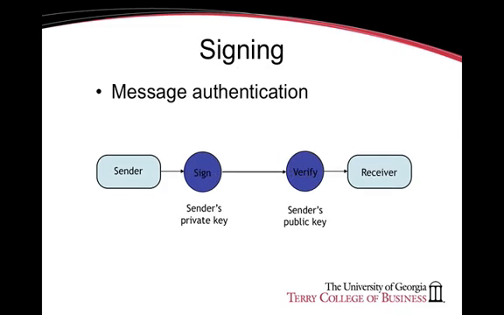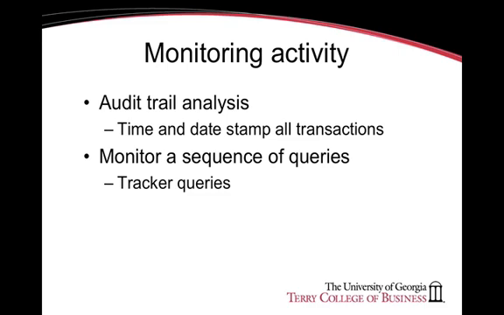This key mechanism can also be used for making sure the right person is sending this information, and it can be used for message authentication. In this case, the sender signs the transmission with their private key, and the receiver validates that the message is from the supposed sender using the sender's public key. Monitoring activity is another way to ensure data integrity, and an audit trail analysis is performed to ensure that date and timestamps for all transactions are valid.